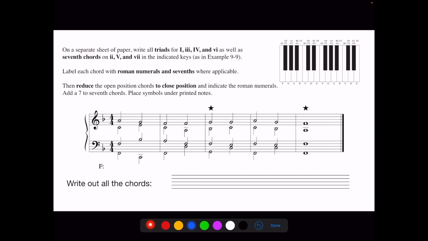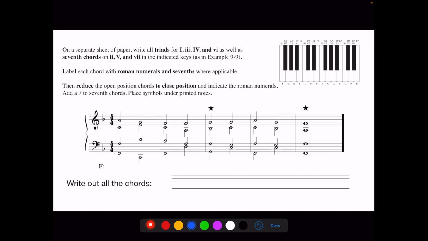Okay, this is quite a lot, so let's go step by step. On a separate sheet of paper, write all triads for 1, 3, 4, and 6, and 7th chords on 2, 5, and 7. Well, that's basically what we just looked at, right? In classical music, we usually would use 7th chords only on 2, 5, and 7. So that's what it's saying. For the rest, you would just write triads, and then for 7th chords, that would be 2, 5, and 7.